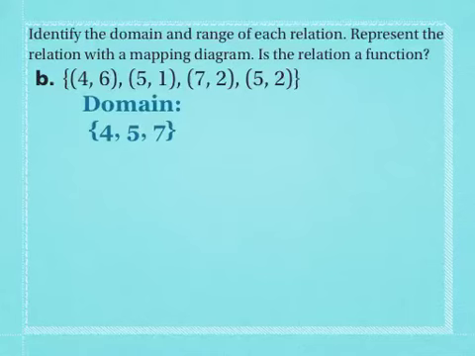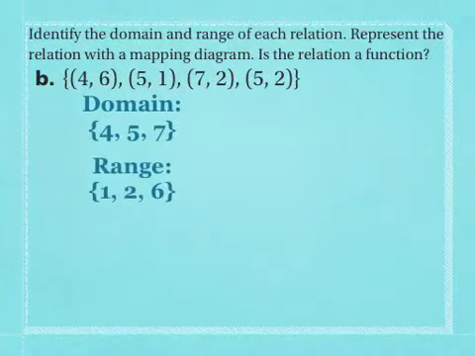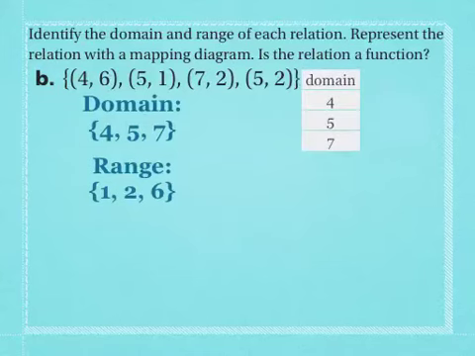Write them in order from least to greatest. The range values are 6, 1, 2, and 2. So I'm going to just, again, write them in order from least to greatest, and I don't have to write the 2 times. I just write it once. For a mapping diagram, I'm going to have a column with my domain values and a column with my range values.